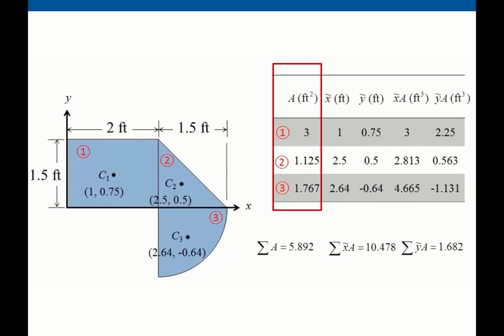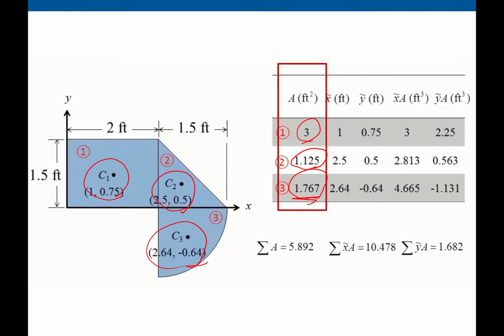So this is the last step. We already know the centroid of each composite body, which is 1, 2, 3, and we also know the area of each body. What is the area of the first body, which is the rectangle? 2 times 1.5, that means it's 3 square feet, right? We also know the area of the second part and the third body. Okay, then we move on.